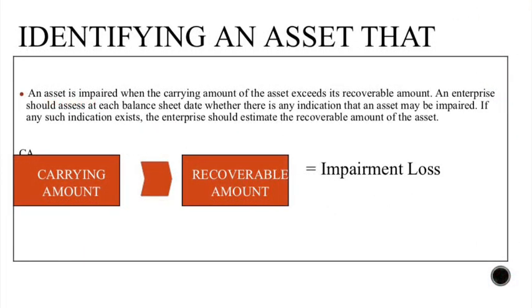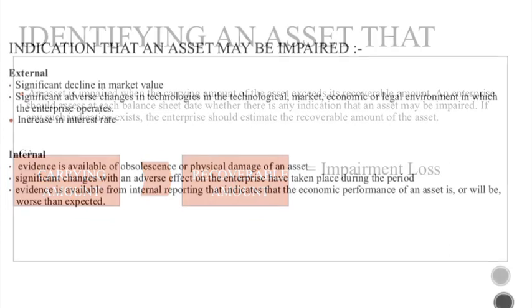Okay, let's look at what impairment stands for. An asset is impaired when the carrying amount of the asset exceeds its recoverable amount. An enterprise should assess at each balance sheet date whether there is any indication that an asset may be impaired. If any such indication exists, the enterprise should estimate the recoverable amount of the asset. If the carrying amount is higher than the recoverable amount, the difference between these two is the impairment loss.